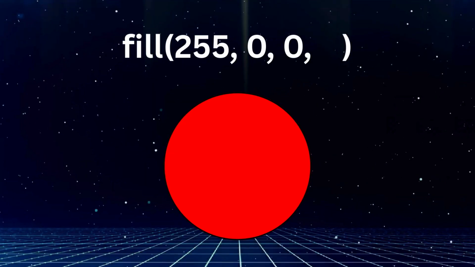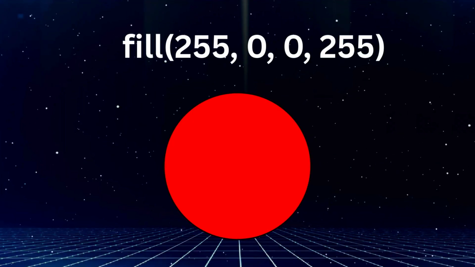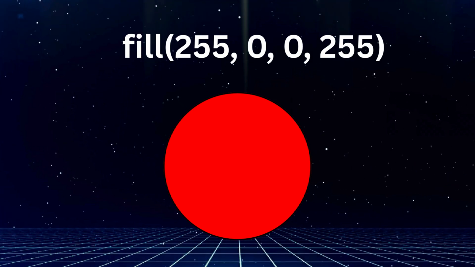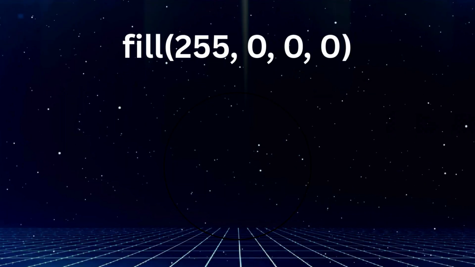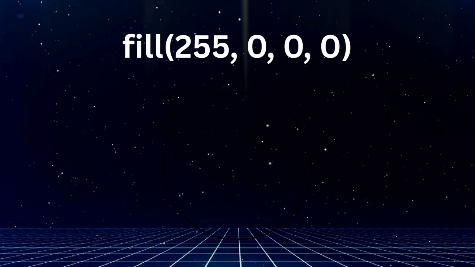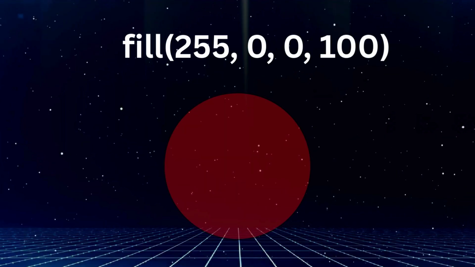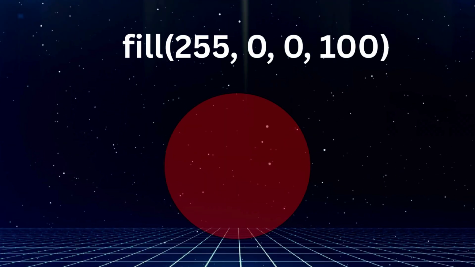Just like colors, it goes from 0 to 255. 255 is solid, the default. 0 is completely invisible. And somewhere in the middle, like 100, creates a stained glass effect. Let's try it.